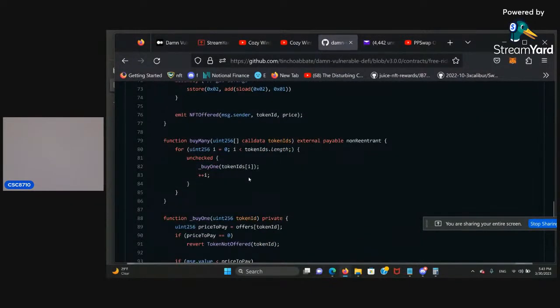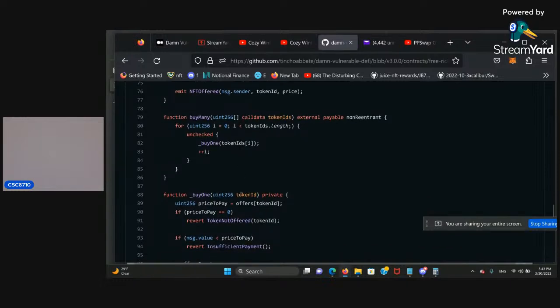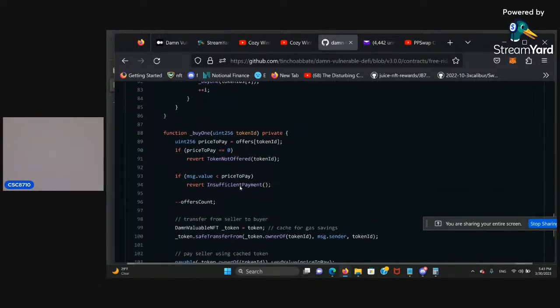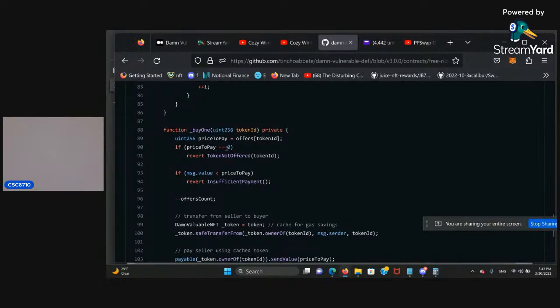And then after that, you can buy in the same way, iterating through the array over here. You can buy multiple NFTs, which is going to call buyOne. So buyOne is going to buy 1 NFT. You check the price is not equal to 0, and you check you have sufficient money to buy. Unfortunately, they only check for 1 item. So here's the bug. You only check you have enough money to buy 1 item. You should have checked you have enough money to buy 6 of them.